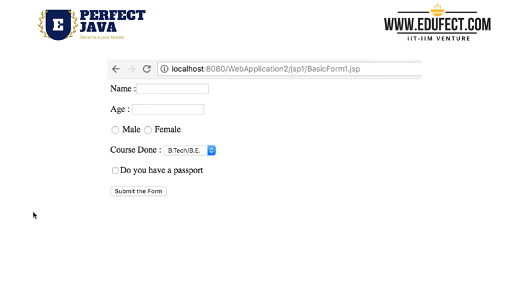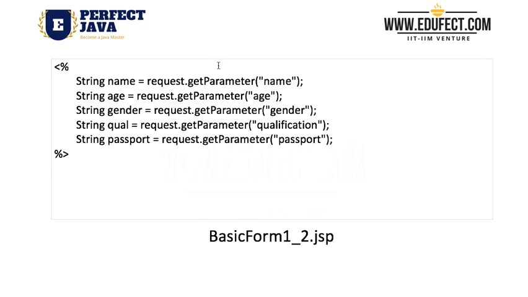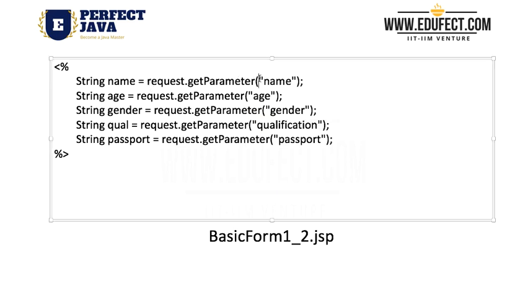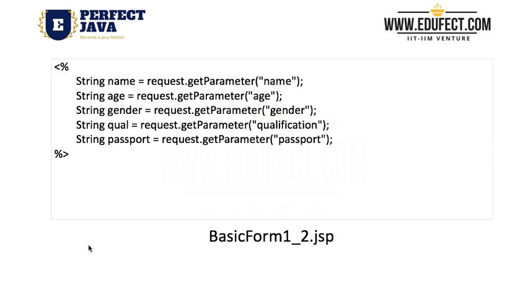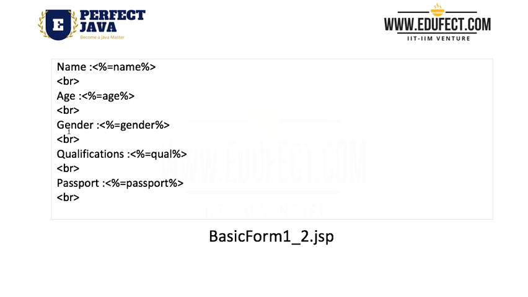Now these are the keywords we are using here. So from the form we are getting the values that the user has input using request.getParameter and specifying them: name, age, gender, qualification, and passport, because this is what we had specified in the form, and we are storing them in strings. Once we have stored them in strings, what do we need to do? We need to print them. So how do we print them?